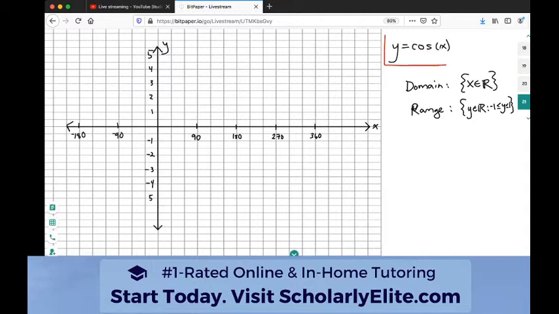Like I said, cosine starts at 1 because, obviously, your teachers are not necessarily going to always let you have the unit circle in front of you. If you only have your calculator in front of you, all you have to do is plug in cosine of 0 into your calculator. You get 1.